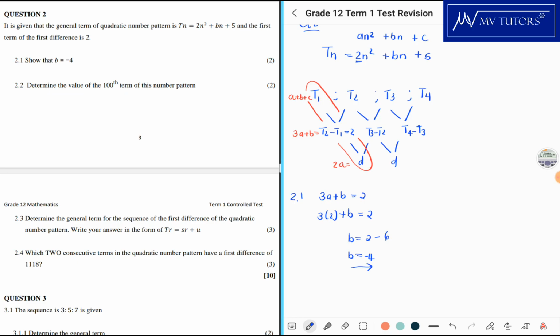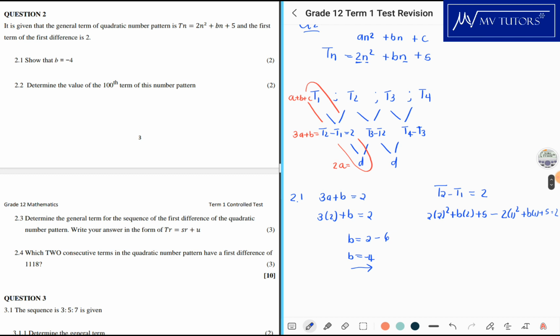All right, otherwise what you could have done, like I had initially put there, we know that the second term minus the first term is going to equal 2. So if I put 2 everywhere where we have n, I would then have 2 times 2 squared plus b times 2 plus 5, and then minus t1. So wherever there's n, I'm going to put 1. So 2 times 1 squared plus b times 1 plus 5, and that'll be equal to 2. Ooh, I didn't calculate the space there.